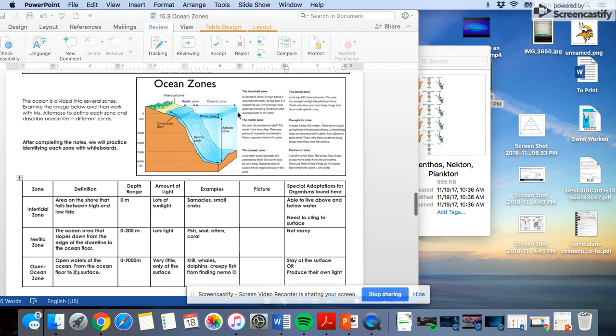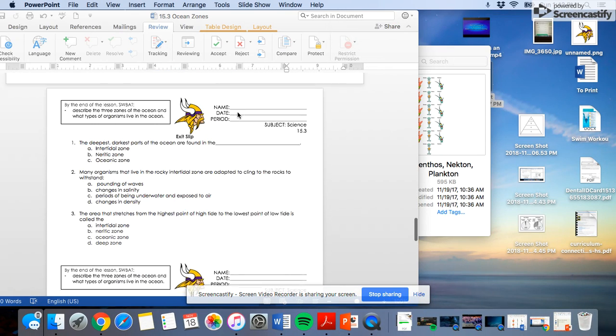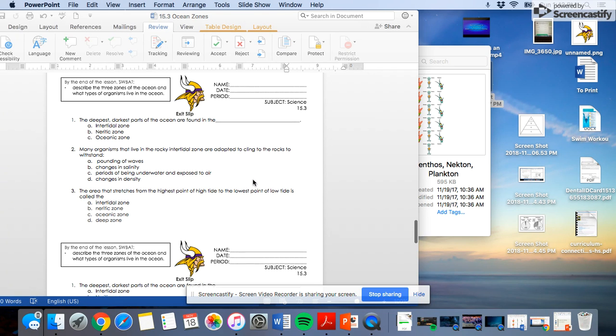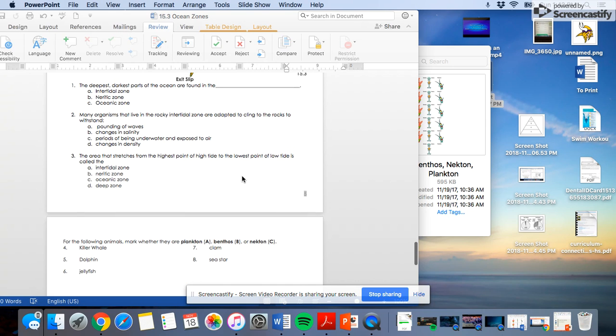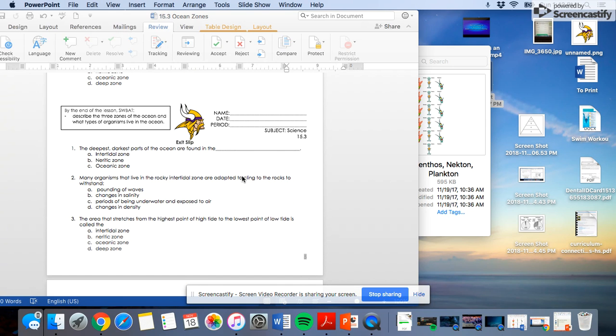All right, so the last thing that you're going to do is in your packet, and I printed it weird here, but yours should all be on one slip. Go ahead and answer the exit slip questions. If you have finished early, you can work on your homework.